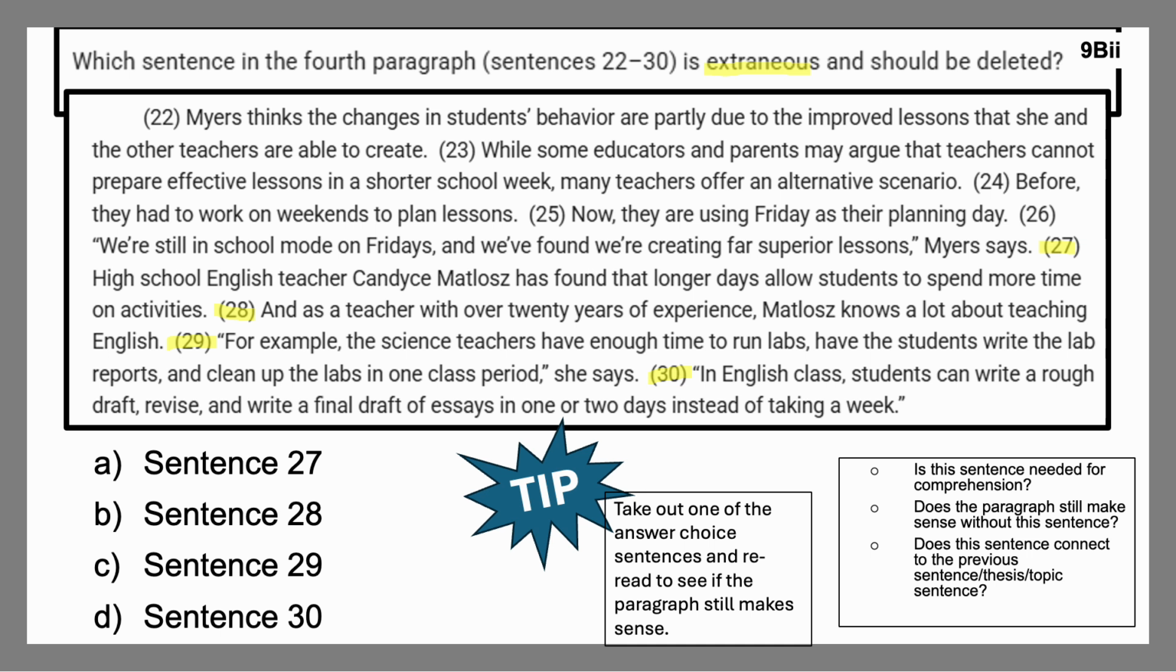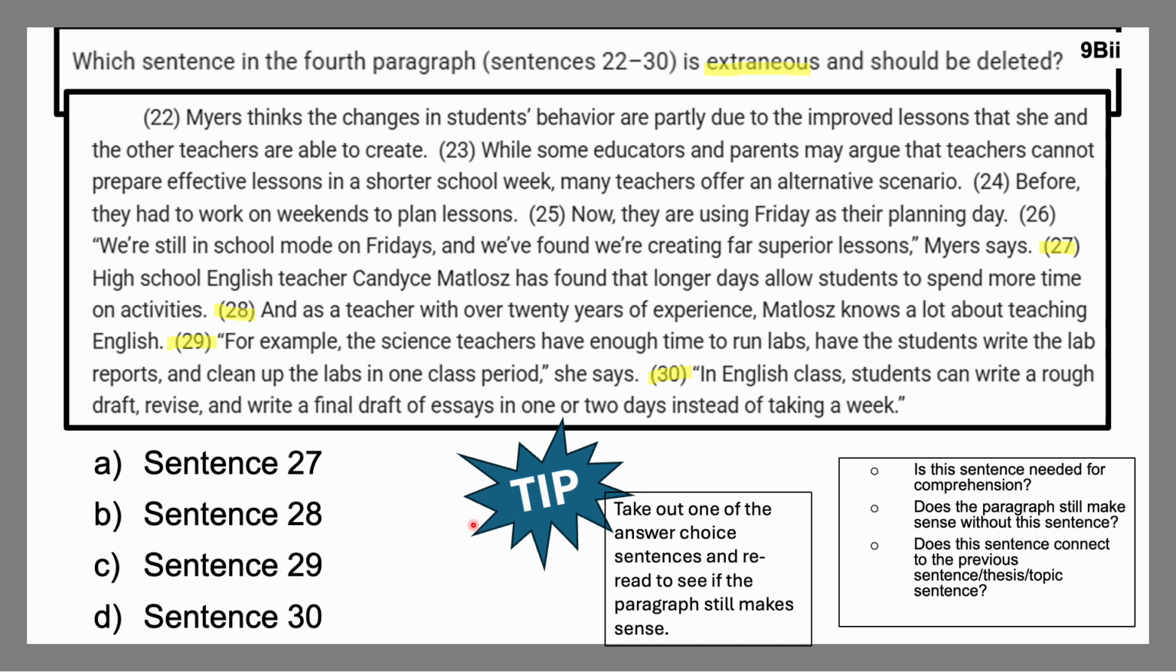Just a reminder of this quick tip. Take out the answer choice and reread to see if the paragraph still makes sense. This is one of the quickest ways to get this particular question answered. Take it out and then just see if it makes sense. And that will help. A majority of the time you still need to double check and make sure all these other sentences need to be taken out. All right, so what we're going to do is I'm going to read this passage.